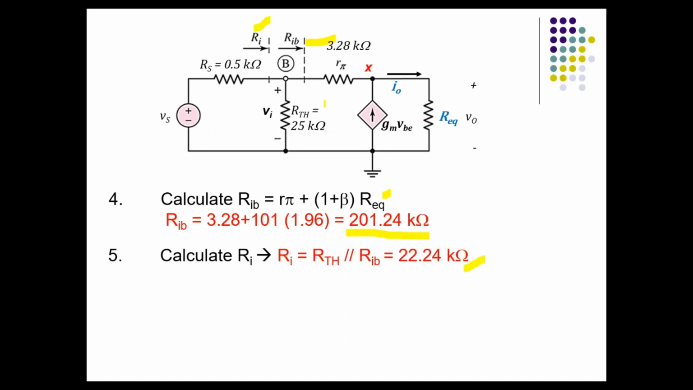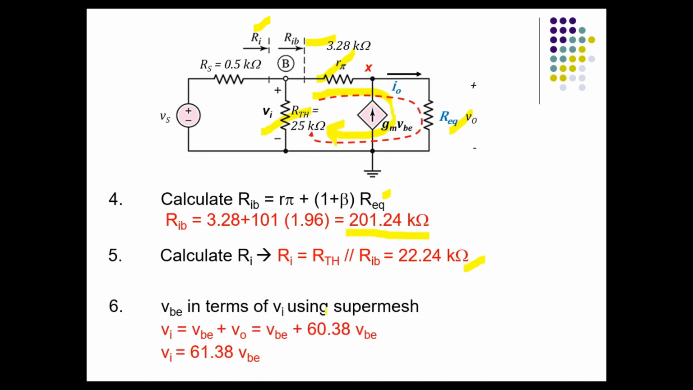And finally the supermesh. So this is the supermesh loop. This is my VBE, right? VBE plus Vout is equivalent to VI, right? So you can see the loop there, and I have obtained 61.38 VBE. So now you have done all the 6 steps.